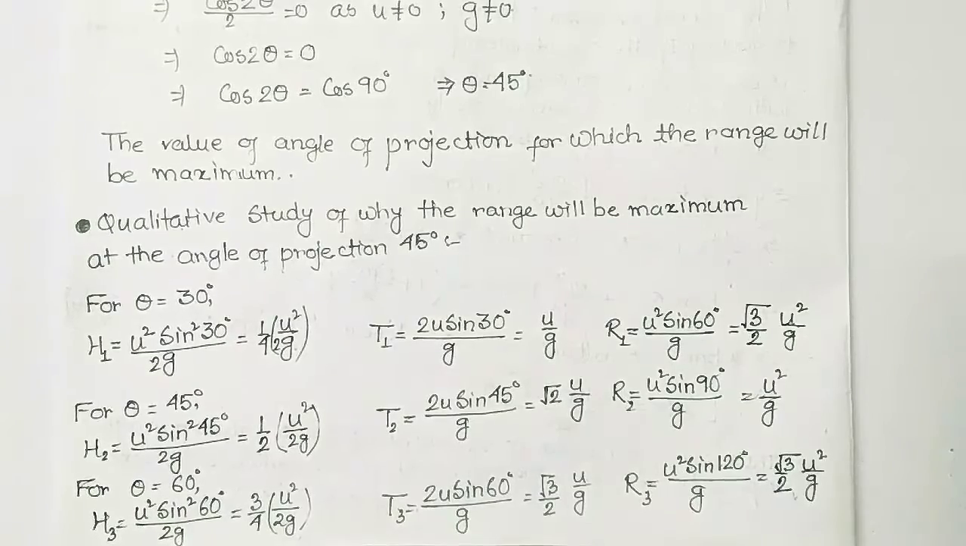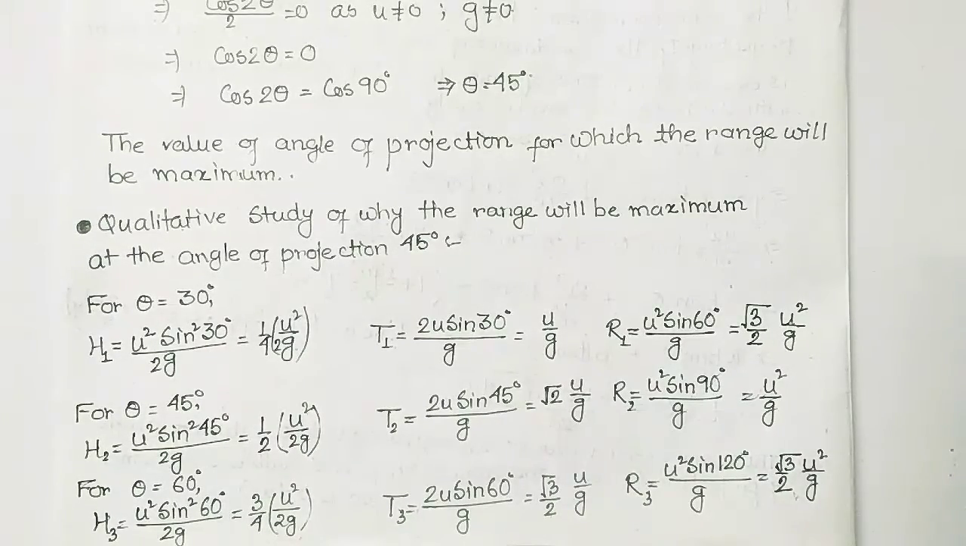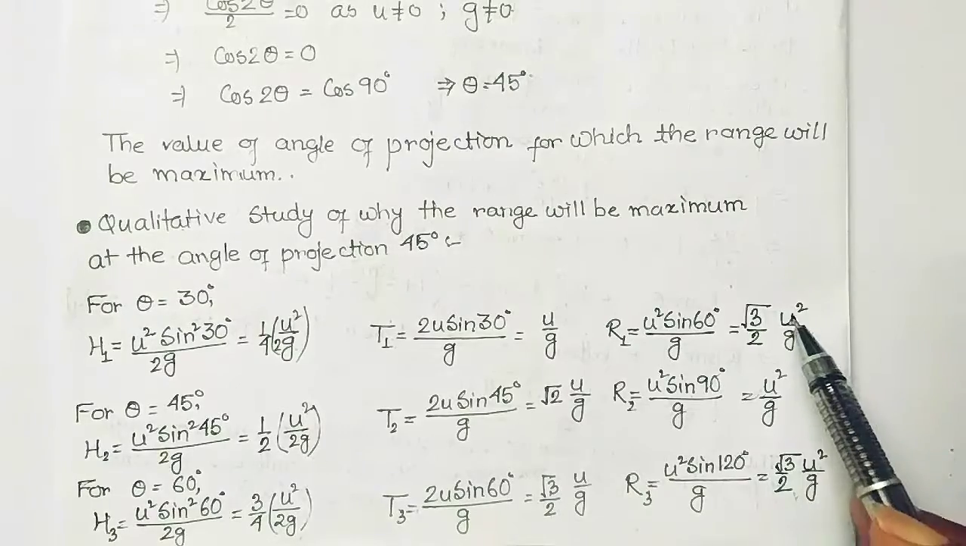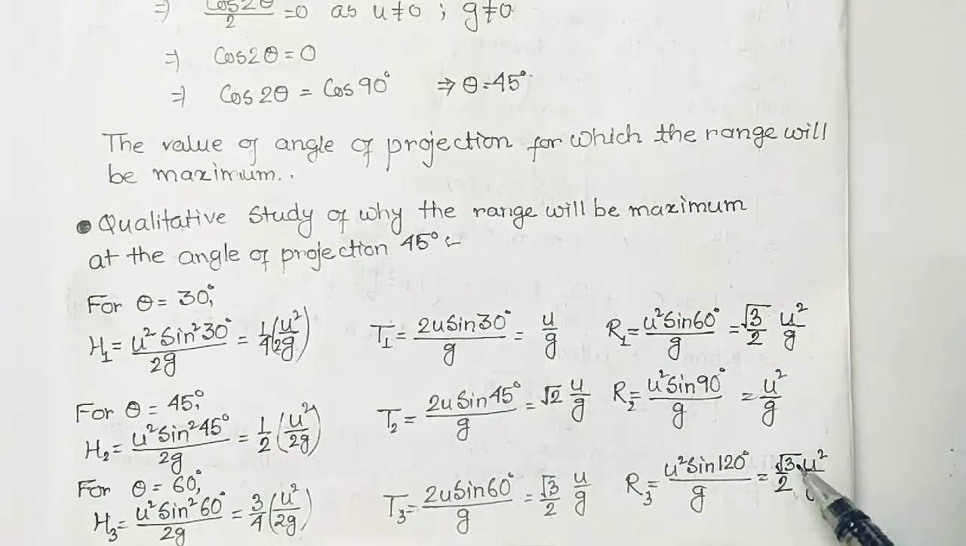So if I take all the data together, then at 30 degree and 60 degree the ranges are the same. If I say root 3 is 1.732, then it will be 0.866 u square by g. Here it is 0.866 u square by g, which is obviously less than 1. So at theta equal to 45 degree, we can say the range is maximum.